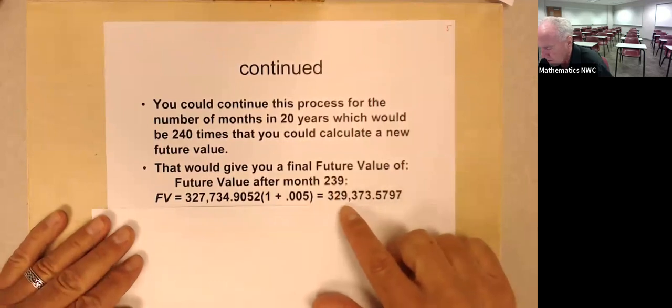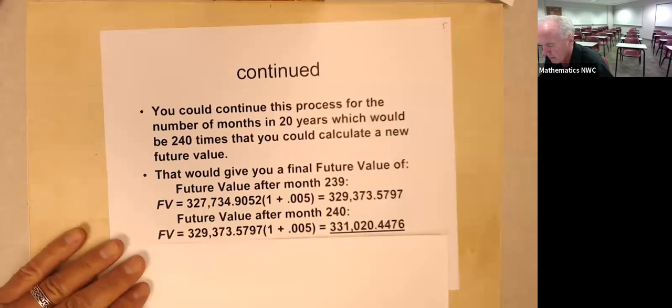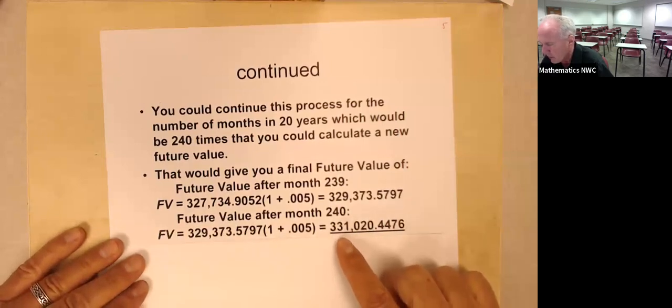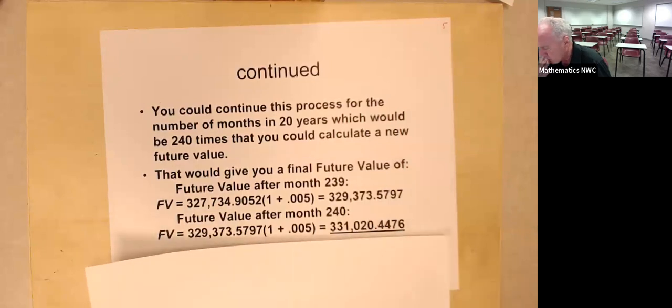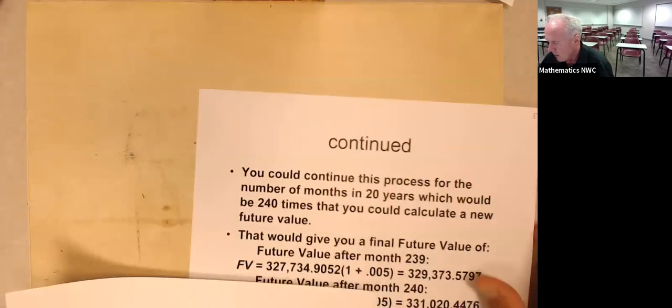Look at what I have in there, $329,373. Month 240, $331,000. Well, check that difference once. So before we do that, we could have done that whole process much easier.